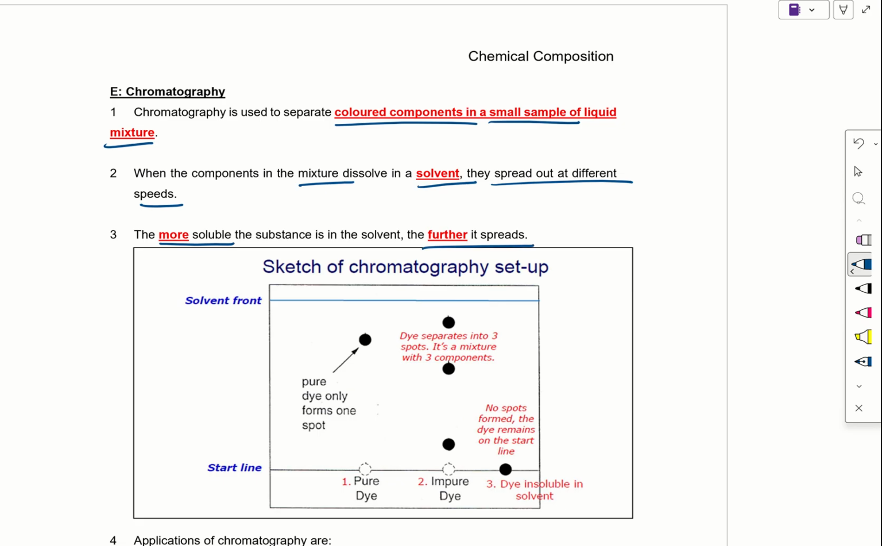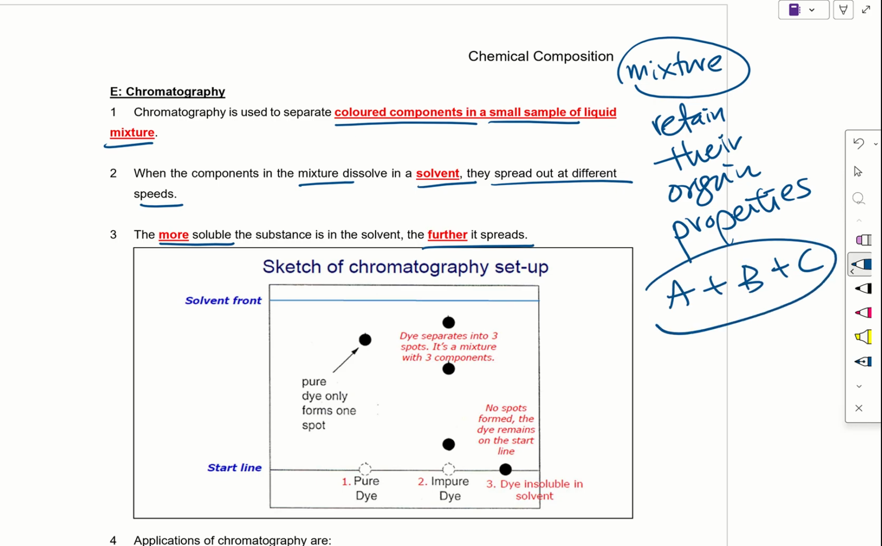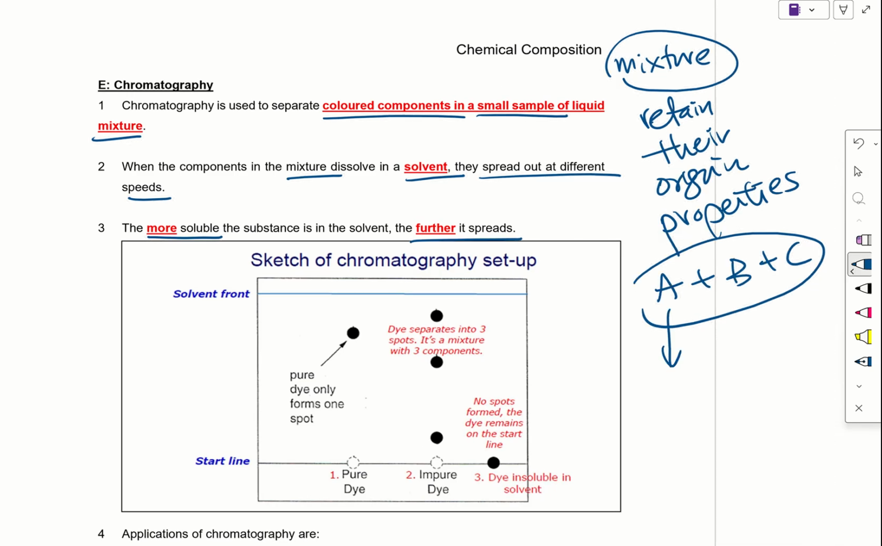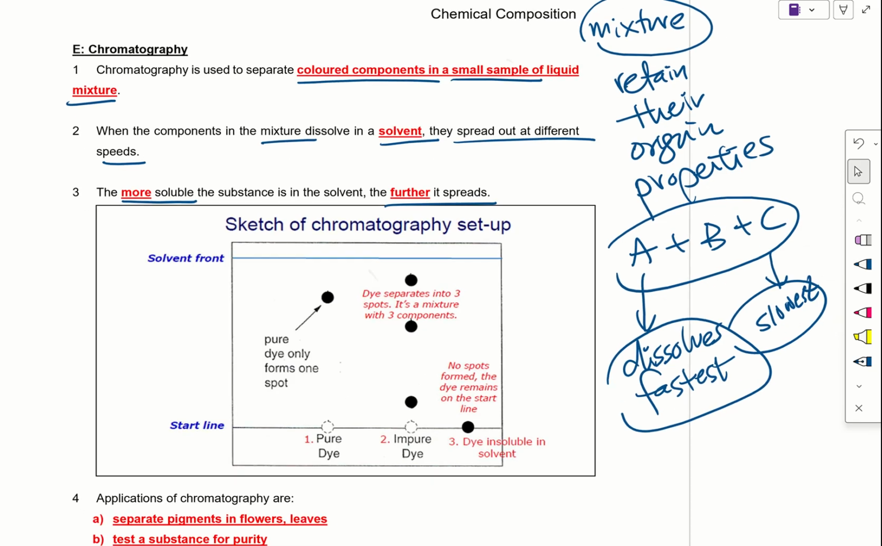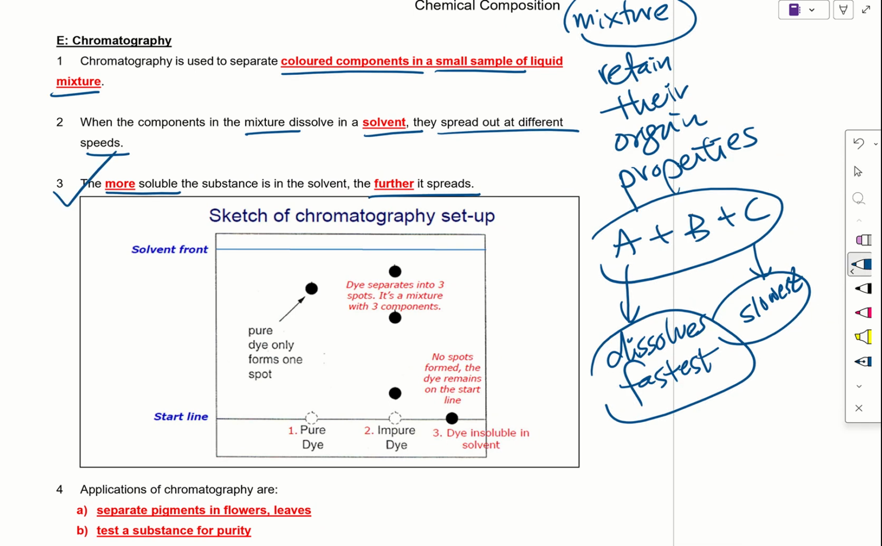Remember, we are doing separation of mixtures, and in the mixture, they retain their original properties. For example, I have A, B, and C, mixed together in this liquid. A, maybe it dissolves fastest. C is slowest. So they will spread out at different rates. And that is the principle behind chromatography: the more soluble the substance is in the solvent, the further it spreads.